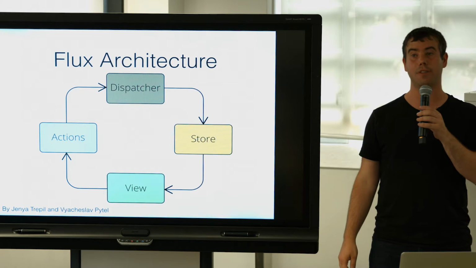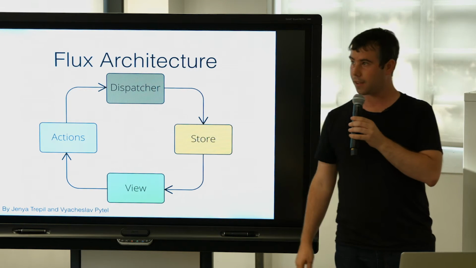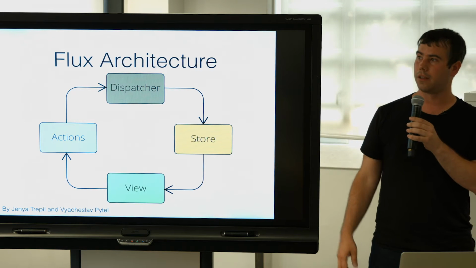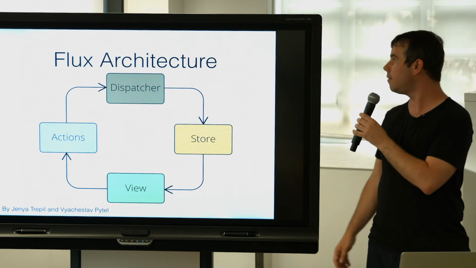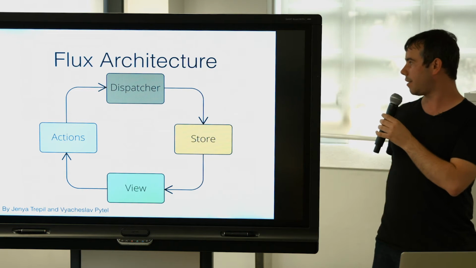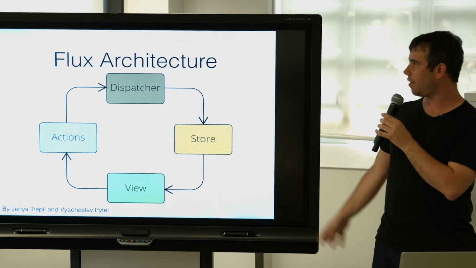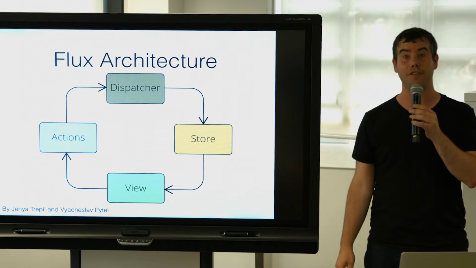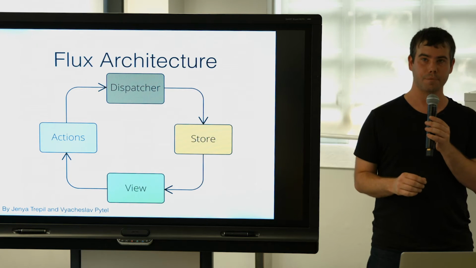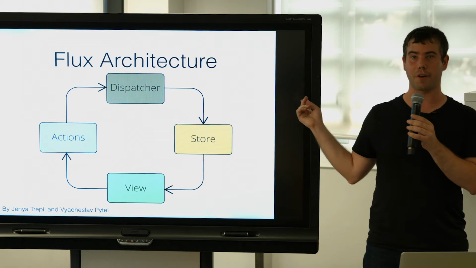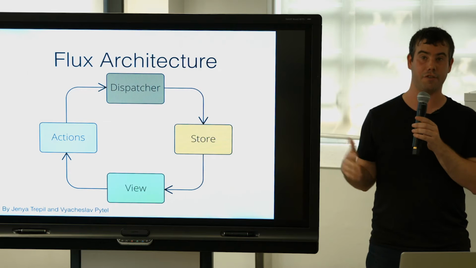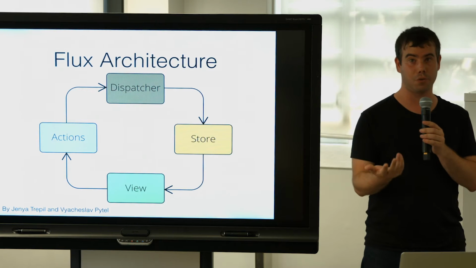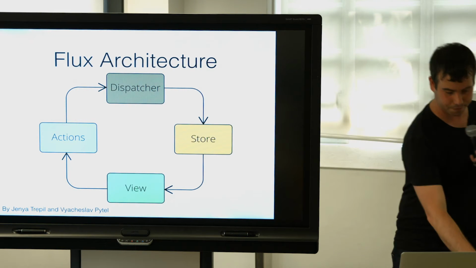The way Facebook decided to solve this problem is by introducing a fairly new way of managing data, which is called the Flux Architecture. Now, the Flux Architecture doesn't look that different from the original MVC example diagram that I've shown you from Wikipedia, but it does introduce a few key changes that we're going to talk about.